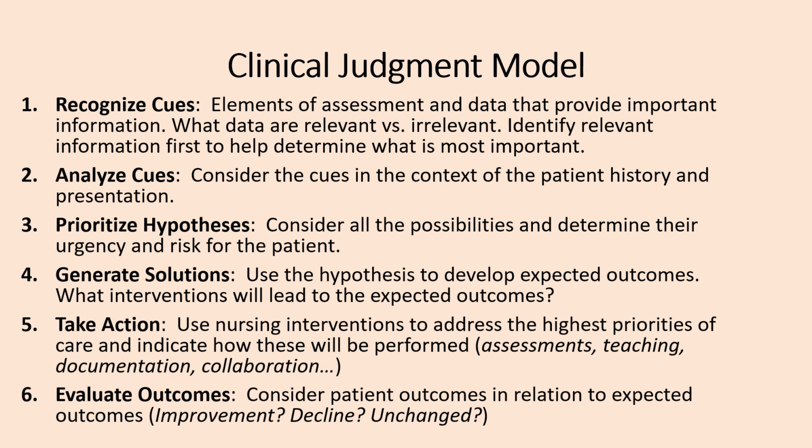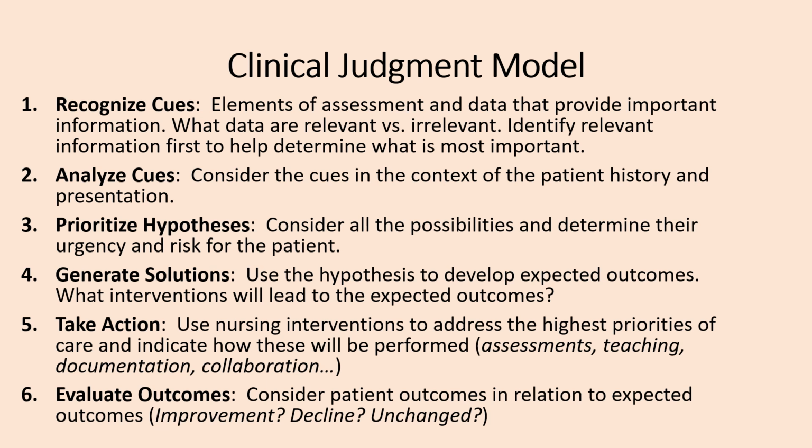Number 4, generate some solutions. Use the hypothesis to develop some expected outcomes. What interventions will help to lead you to those expected outcomes? Number 5, take action. Use your nursing interventions to go and implement those, address the highest priorities of care, indicate how they're going to be performed. This includes all of those interventions that we've talked about previously, your assessments, your teaching, your documentation, collaboration, everything that needs to be done to help this person overcome that problem that you identified.